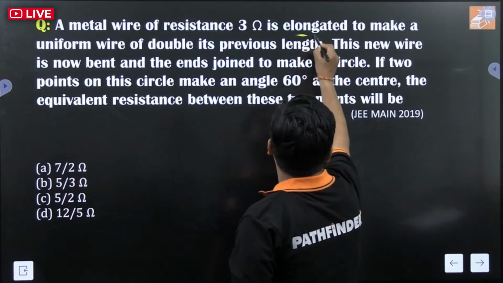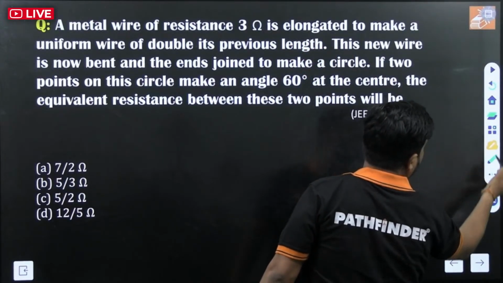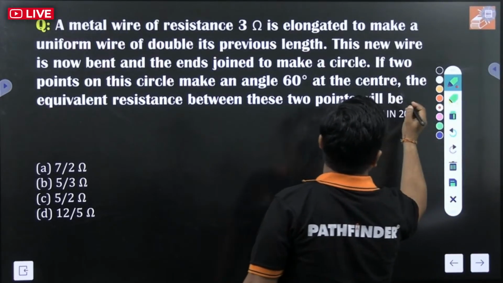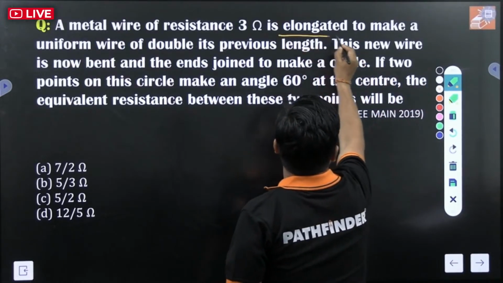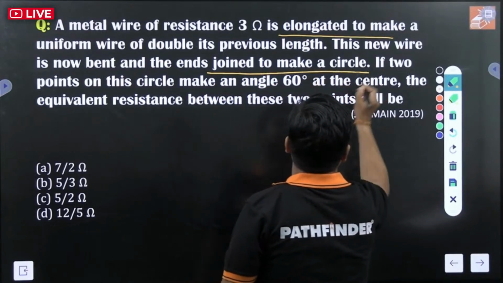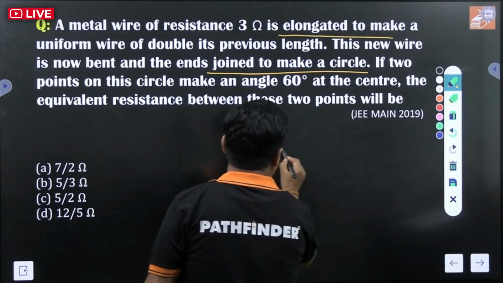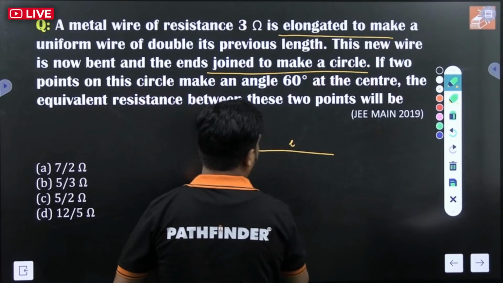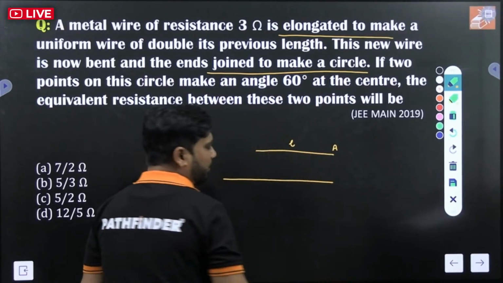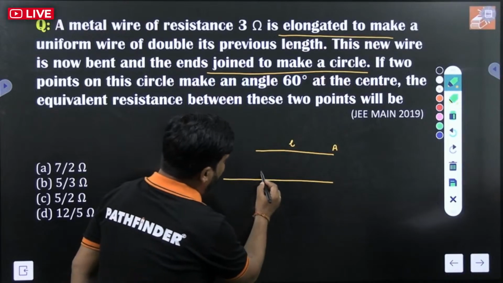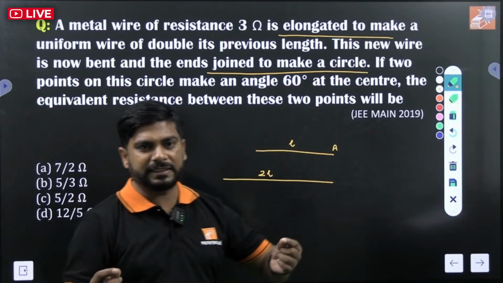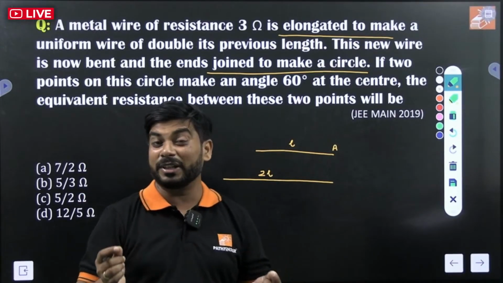First key point is elongated, and second key point is joined to make a circle. So now suppose there is a wire of length L. This wire is having length L and having cross section area, for example, and you are making it twice. You are stretching it and you are making its length twice its original length. So definitely when you stretch something, its thickness will reduce, right? So its area is going to change.